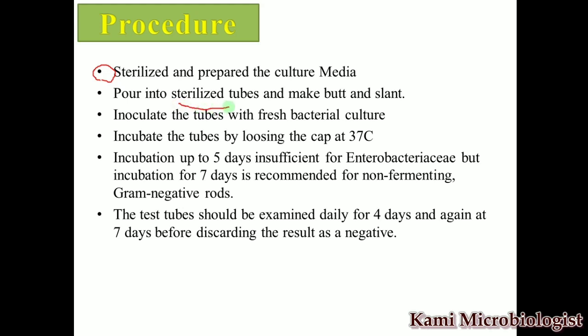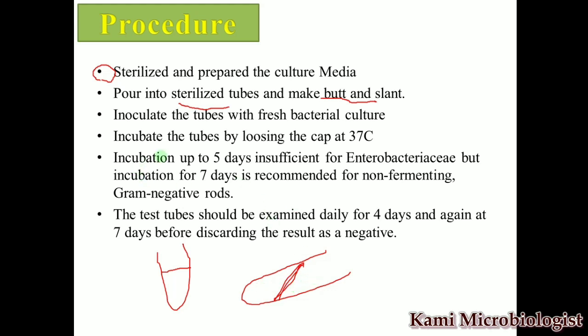Remember, that point is really important, sterilized test tube. And what will you do? You make butt and slant. Now how will the butt and slant be made? Let's suppose this is the test tube, so you have to put the test tube just like in this position. Let's suppose this is the media. When you put the test tube in this position, what do we get? We get the slant position. So this is the slant position, as you can see, and this is the butt position. So you have to put the media like in this position.